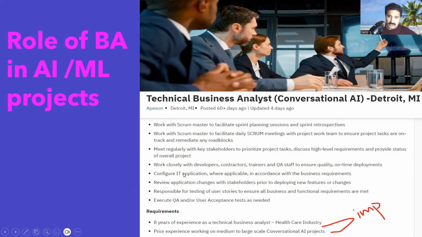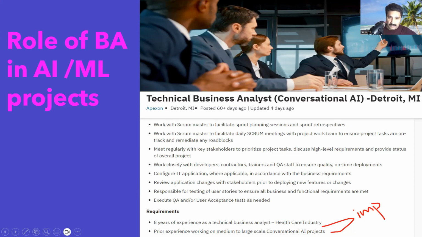Everything that we read so far is the same, ditto, for the traditional business analyst as well as AI, ML, DL business analyst, right? The second last one here is responsible for testing of user stories to ensure all business and functional requirements are met. Execute QA and or user acceptance tests as needed. Everything is the same. Now let's look at the requirement. This is the actual function they're doing. Now what is the requirement?